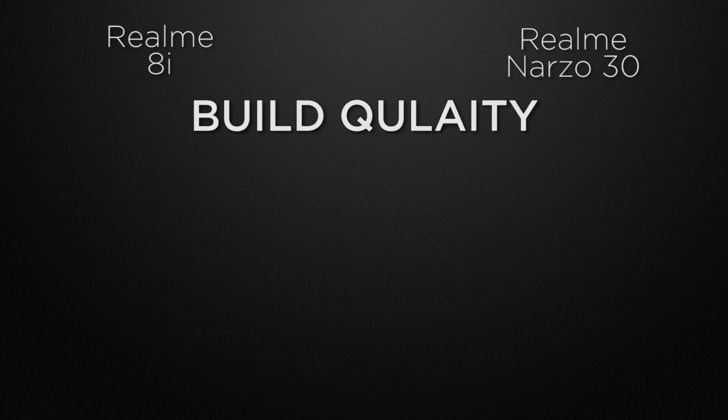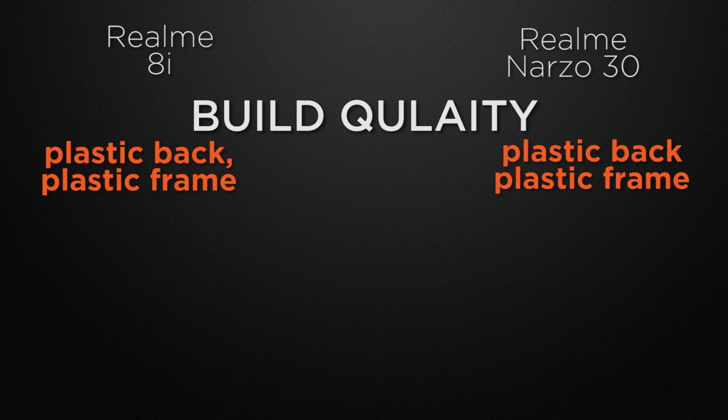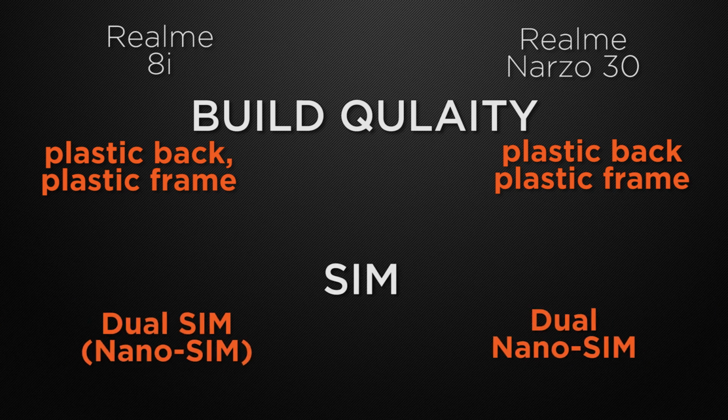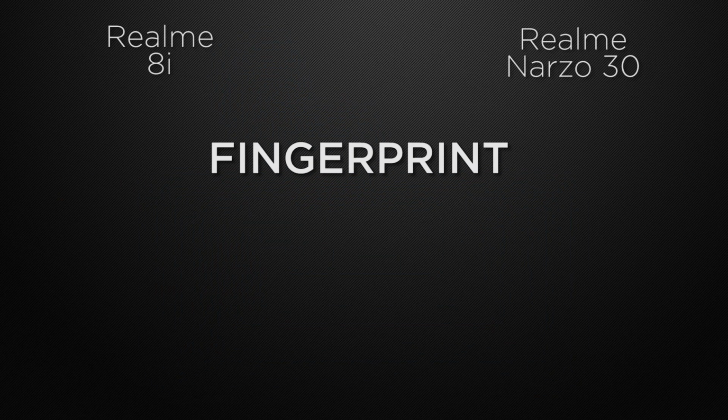Let's talk about the build quality of the devices. 8i has a plastic back with a plastic frame, whereas Narzo 30 has a plastic back with a plastic frame. So it's a tie because both of the devices have solid build quality. And about the SIM options on the devices, both of the devices have dual nano SIM support, so it's a tie.